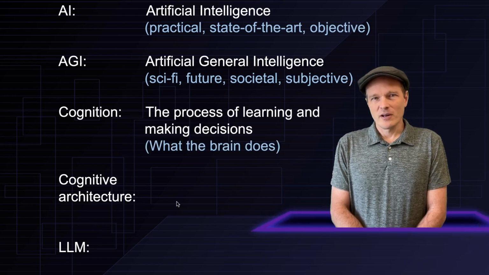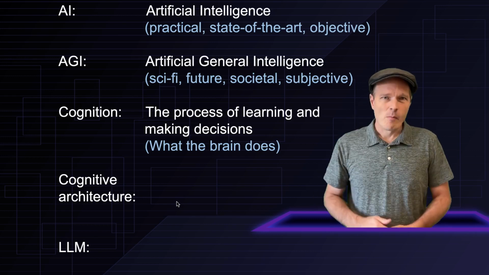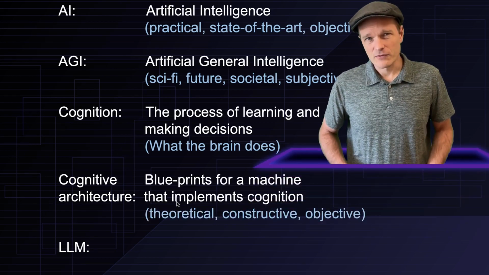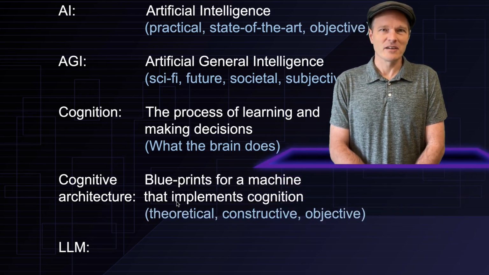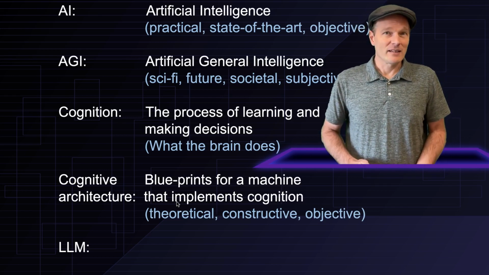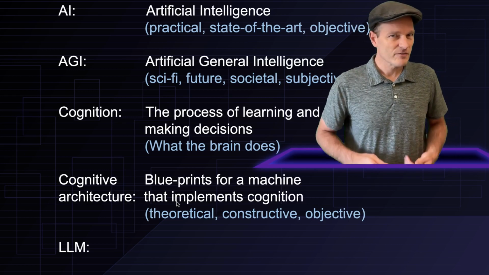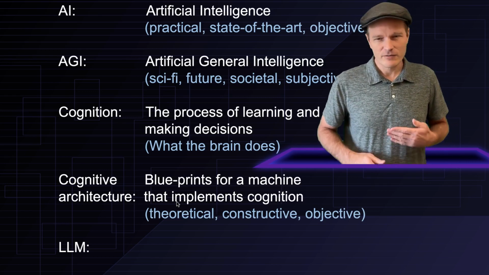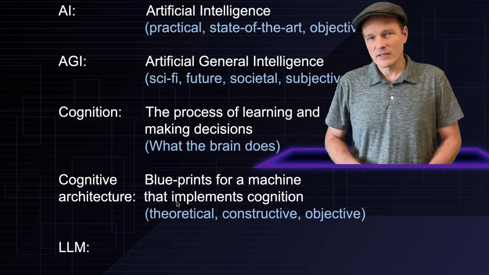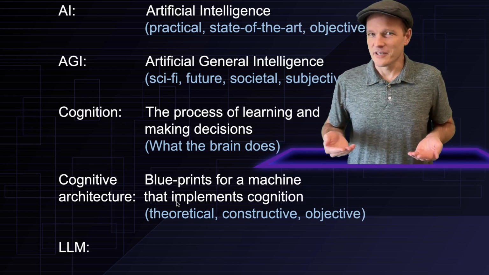Now, cognition is the process of learning and making decisions. Essentially, it's what the brain does. And cognitive architectures are essentially blueprints for a machine that attempts to implement cognition. Cognitive architectures are still very theoretical because we don't know exactly how to do it. But it seeks to construct a machine that can implement specific cognitive abilities that have been identified in psychology or neuroscience. So cognitive architectures tend to be rather objective as they try to bridge from AI to AGI.